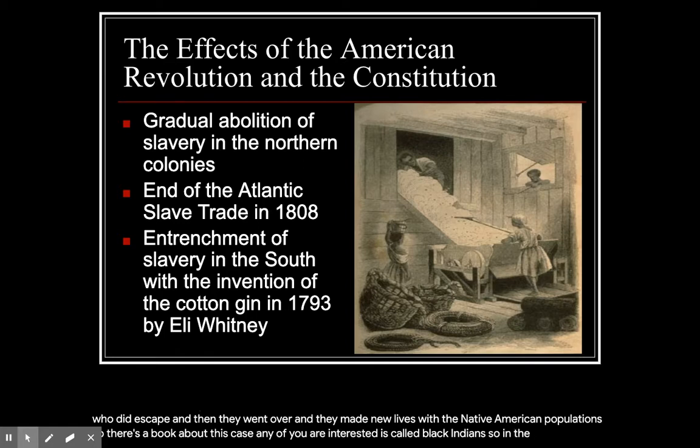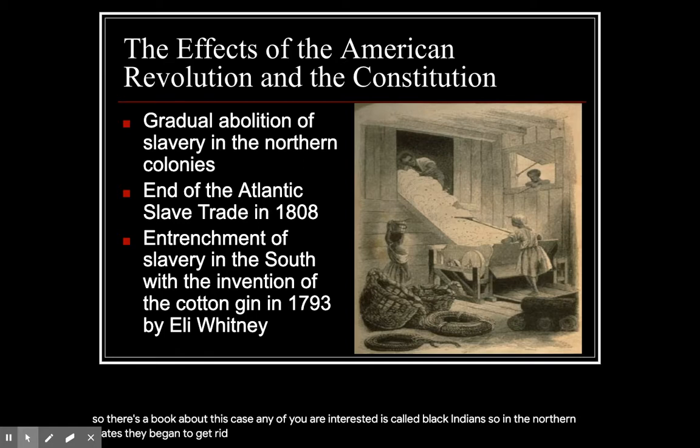So in the northern states, they began to get rid of slavery first. So they had the abolition of slavery. They ended the slave trade. They decided no more new slaves could be brought to the United States. But unfortunately, we knew that would not end slavery.